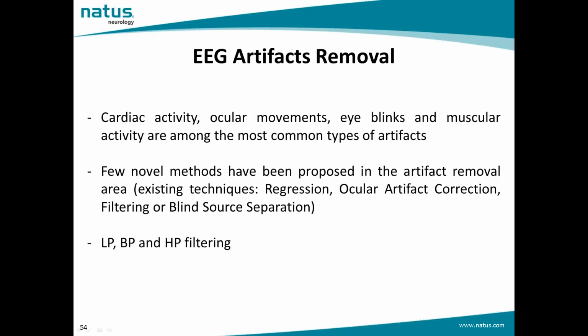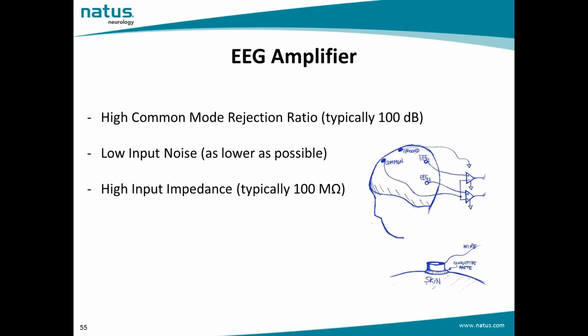During the last years, only a few novel methods have been proposed in the artifact removal area, in addition to classic existing approaches such as regression, ocular artifact correction, filtering, or the more widely used blind source separation techniques. Anyway, low-pass, band-pass, or high-pass filtering and artifact prevention still represent the first classical attempts at removing artifacts from the measured EEG. Artifact removal techniques surely represent an important aspect, and maybe they could be the new frontier in the quality of the EEG recordings.